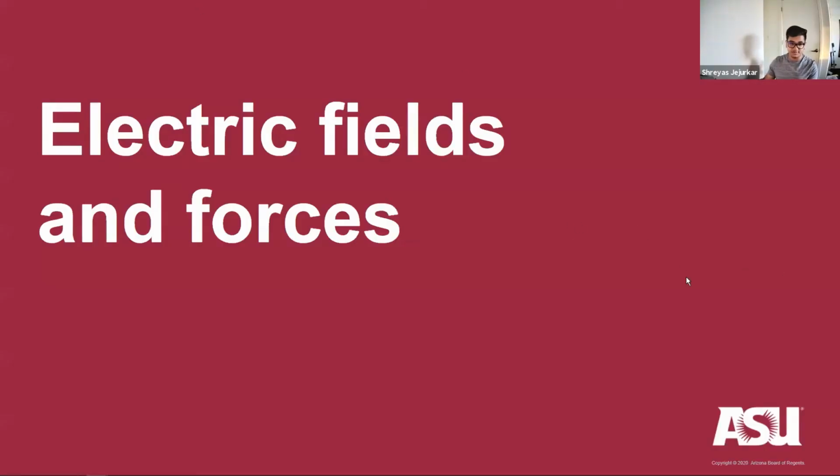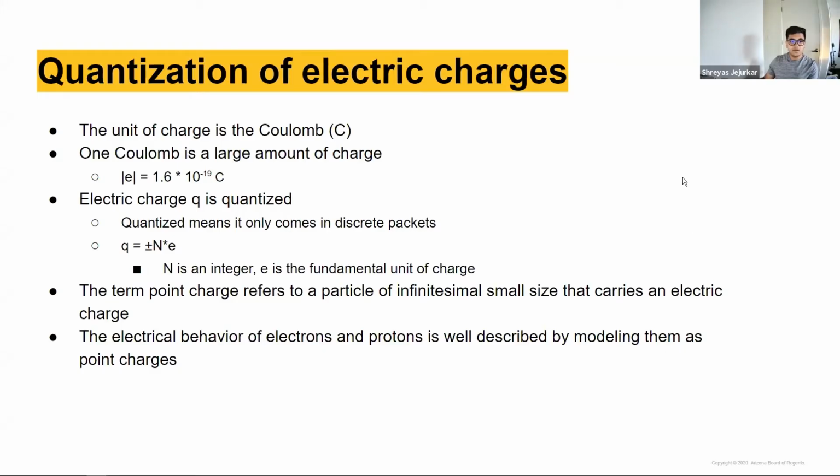Now, let's go over electric fields and forces. So the unit of charge is the coulomb, which is denoted by a capital C. And 1 coulomb is a large amount of charge. The charge on one electron is 1.6 times 10 to the negative 19th coulombs. So that just shows you how large of a charge 1 coulomb is.